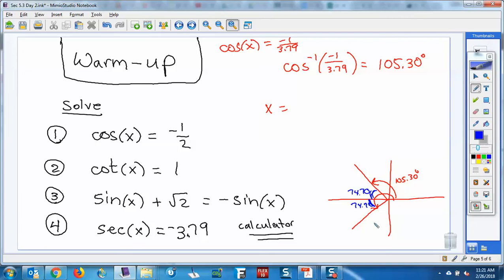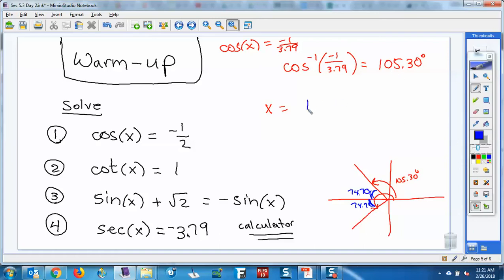Same thing with tangent. Tangent's going to give you either a positive angle in the first quadrant, or it's going to give you a negative angle in the fourth quadrant. Again, that will be your reference angle. The only one that doesn't is cosine. When you do second cosine or inverse cosine, if it's negative, it's going to give you an obtuse angle, a second quadrant angle. So it's going to be up to you to subtract from 180 to get that reference.